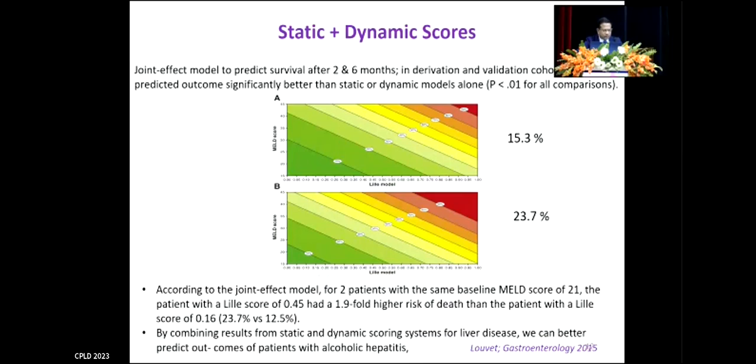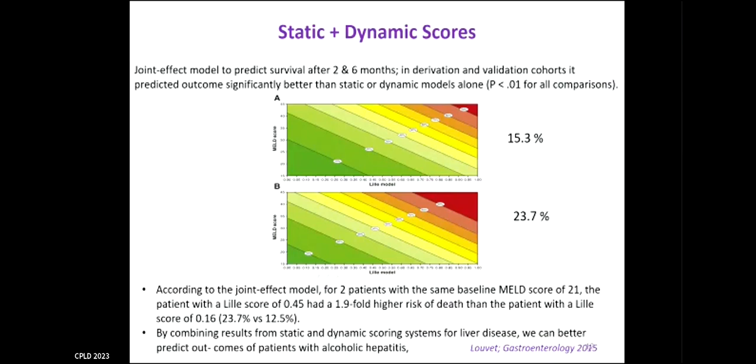Now, most of the scores we talk of are static scores, except for the Lille score, which is a dynamic score, used, like I said, in deciding whether to stop or continue steroids. This is a study published a few years ago in Gastroenterology, which assessed whether combining a static and a dynamic score would work better. It was a joint model to predict survival after 2 and 6 months in derivation and validation cohorts, and it predicted outcomes significantly better than static or dynamic models alone.